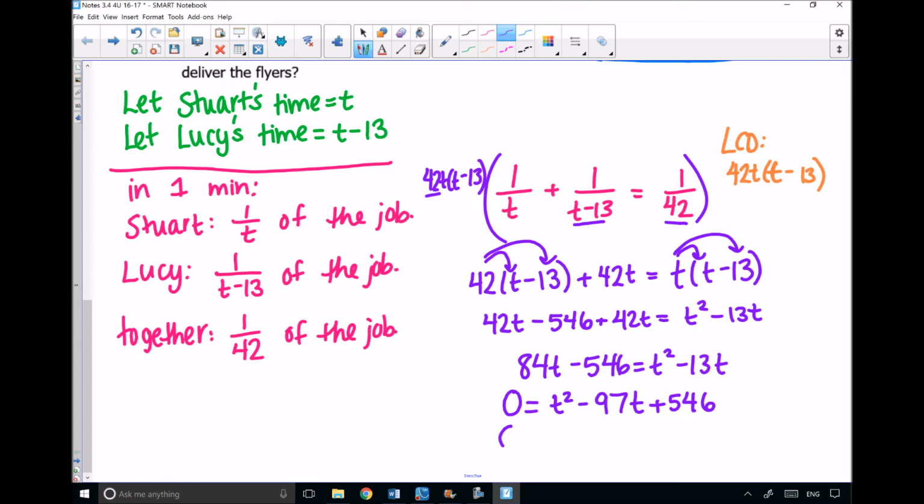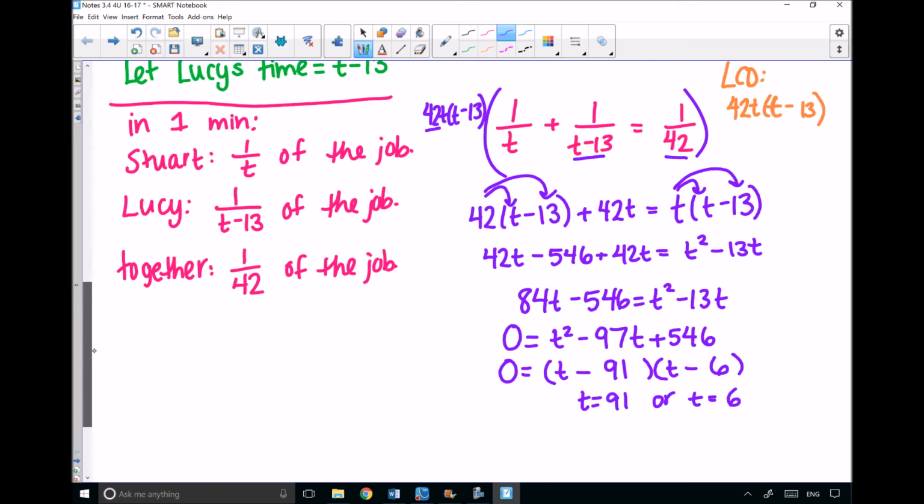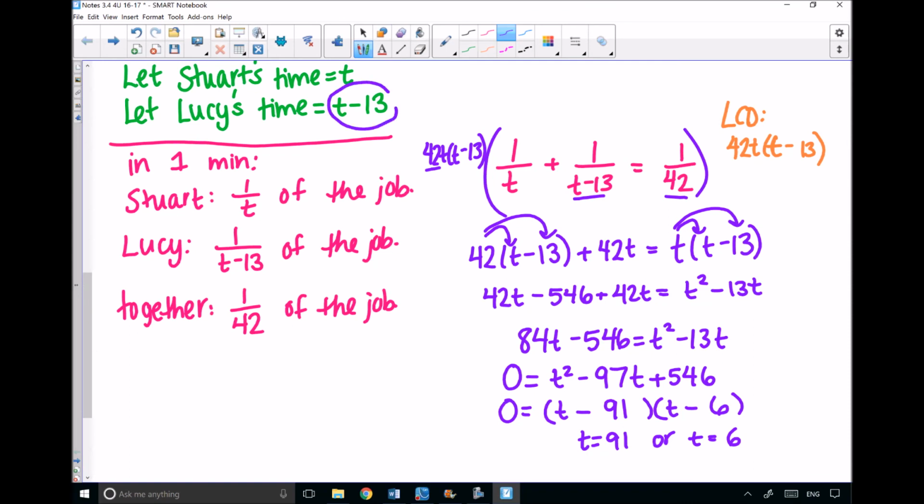Okay, so now when I factor this, I'm going to look for two numbers that multiply together to give me 546 but add up to give me negative 97. And those two numbers are negative 91 and negative 6. So therefore, t would equal 91, or t could equal 6. Well, now that I've figured that out, one of these answers is actually inadmissible because I can't have 6 minus 13 minutes. That will give me a negative value, right? So this right here is going to be inadmissible. It's not possible, which means that t has to equal 91.